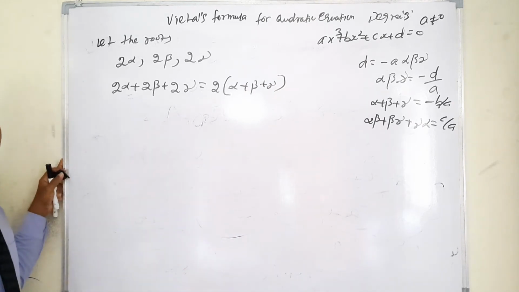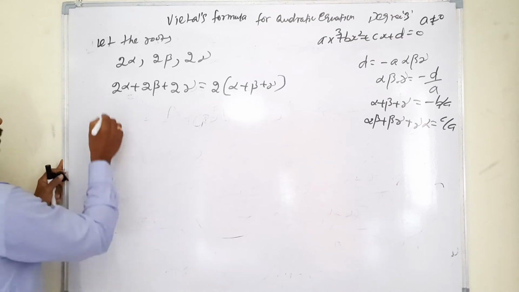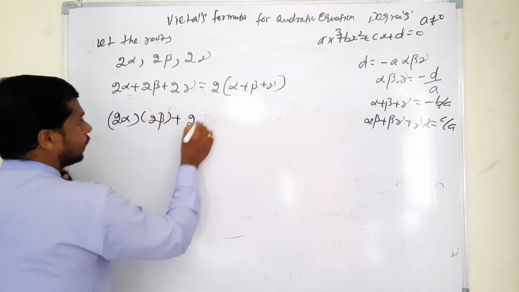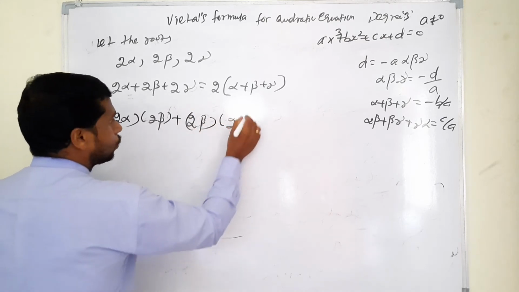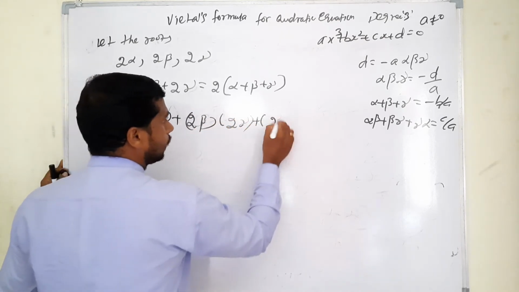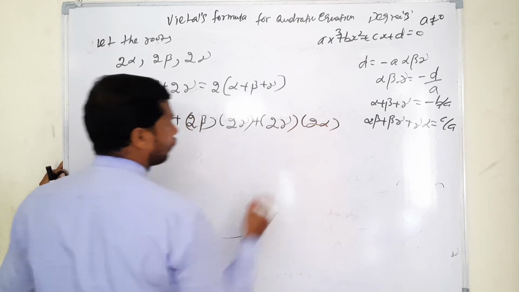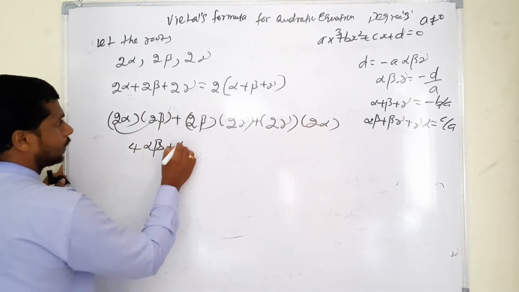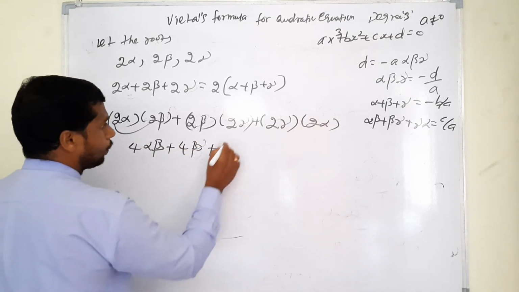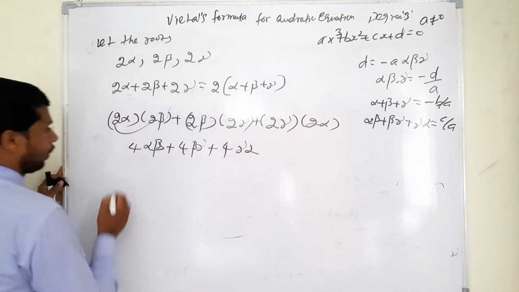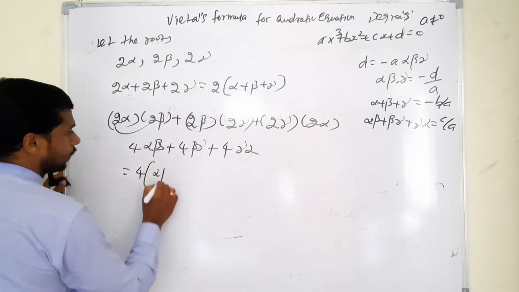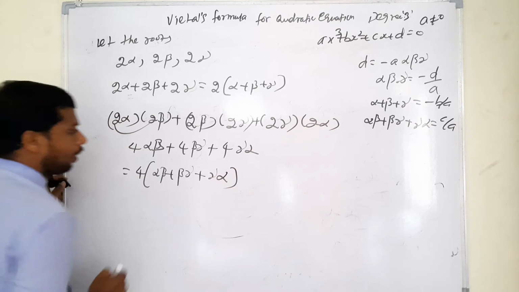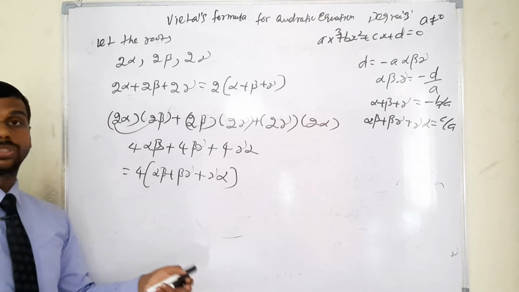Now the sum of product of the roots taken two at a time: 2α into 2β plus 2β into 2γ plus 2γ into 2α. Now 2 into 2, 4αβ, again 4βγ plus again 4γα. So again taking 4 common outside, we get αβ, βγ, then γα. This is the sum of product of the roots taken two at a time.